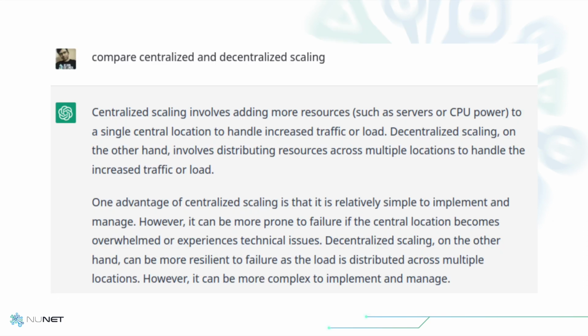So let's ask the question to ChatGPT. When we ask this, compare centralized and decentralized scaling, what does it say? It says centralized scaling involves adding more resources such as servers or CPU power to a single central location to handle increased traffic or load. Decentralized scaling, on the other hand, involves distributing resources across multiple locations to handle the increased traffic or load. One advantage of centralized scaling is that it is relatively simple to implement and manage, but it can be prone to failure if the central location becomes overwhelmed or experiences technical issues.